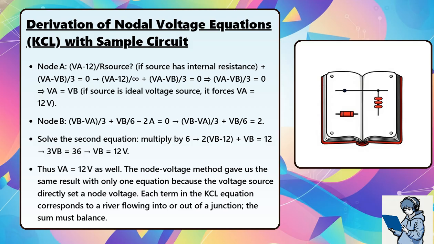The node voltage method gave us the same result with only one equation because the voltage source directly set a node voltage. Each term in the KCL equation corresponds to a river flowing into or out of a junction.